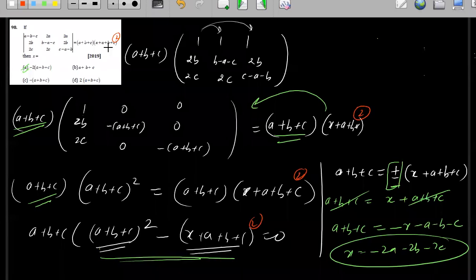Just change this in your exam notes and in your books also. There is a whole square here. I didn't check it. Understood? Fine. Okay.